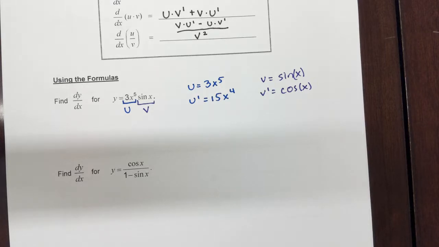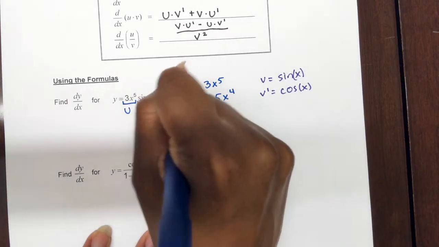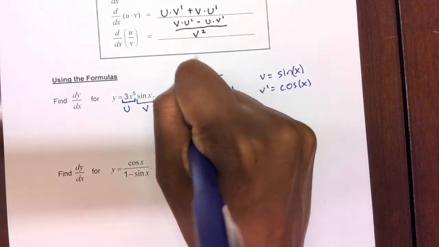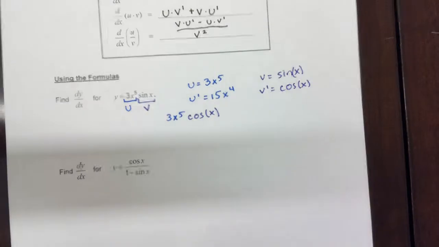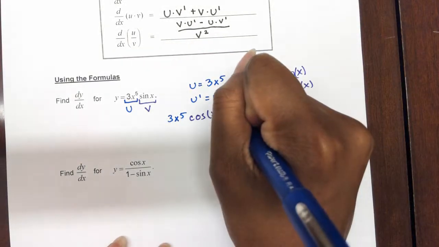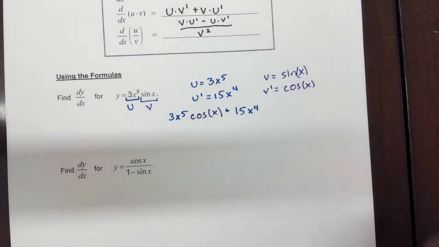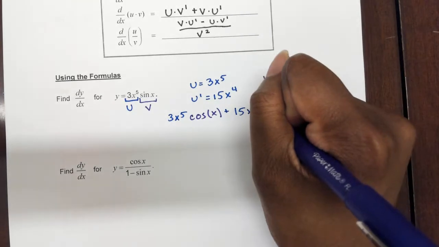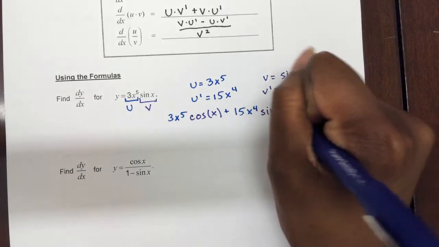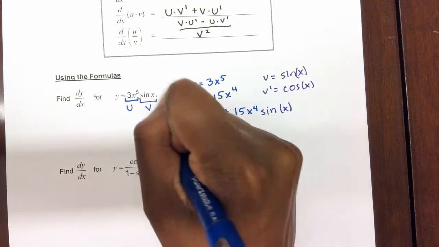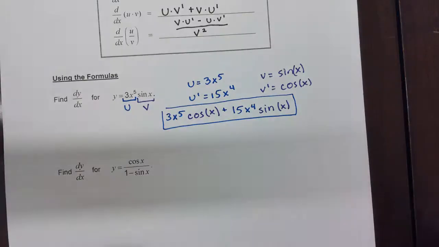So then product rule says take u, which is 3x to the 5th, multiply that by v prime, which we said is cosine of x, then add u prime, which is 15x to the 4th times v, which is sine x. And we can't simplify this any more than it already is, so this is our final answer.